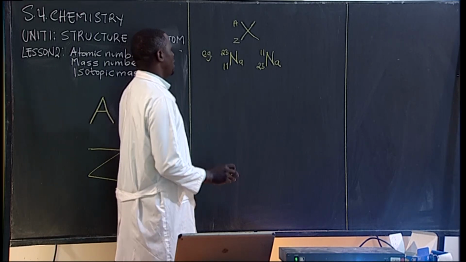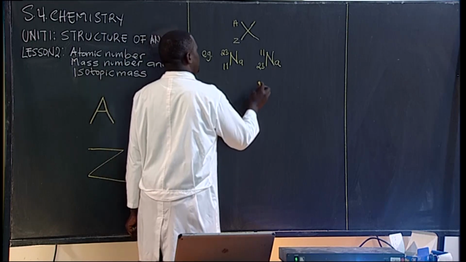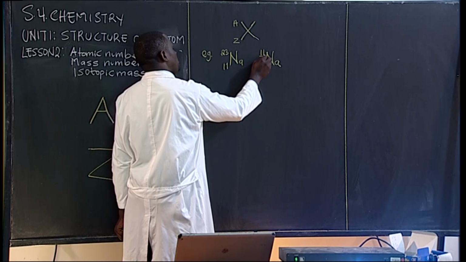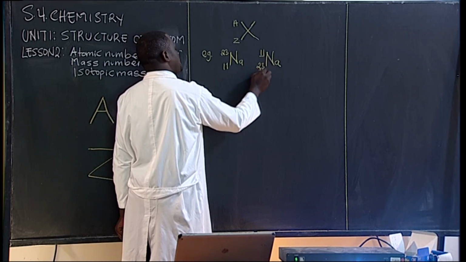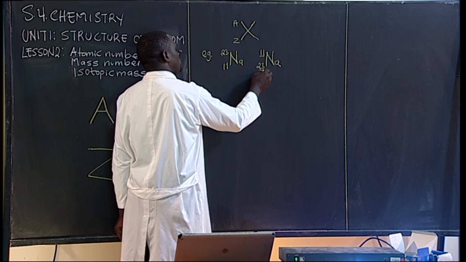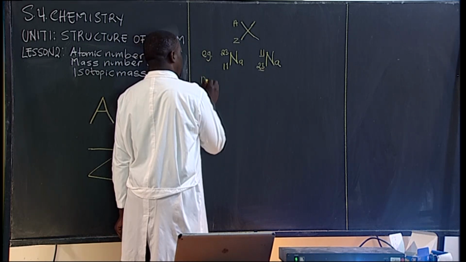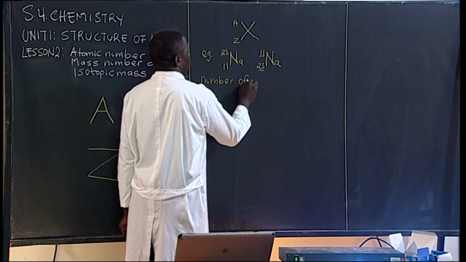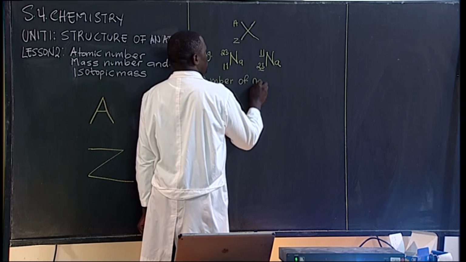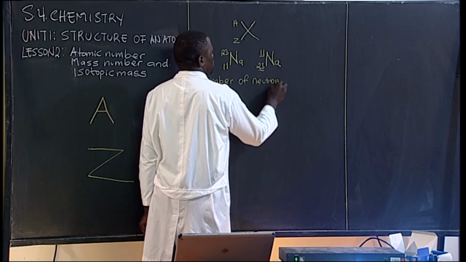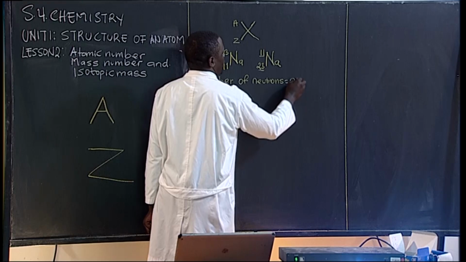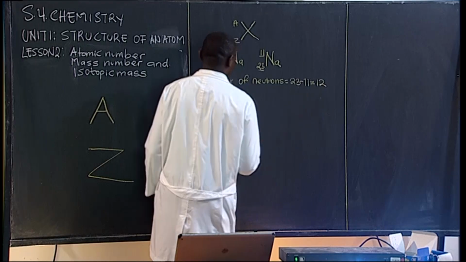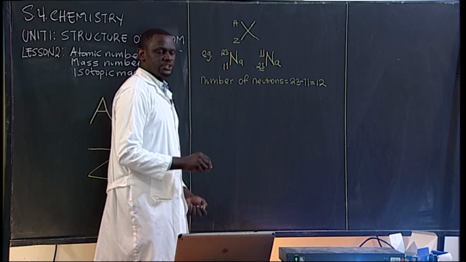Then, because we have looked at the definitions, atomic number is the number of protons, and the mass number is the number of protons and neutrons. So we can easily get the number of neutrons. It will equal the mass number 23 minus the atomic number, which is 11, so 12.